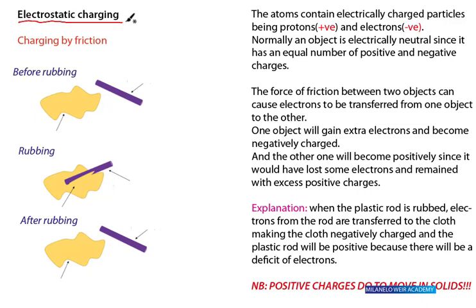Electrostatic charging. We are charging by friction, rubbing the balloon, that's rubbing. So before we show the charge difference, both of them are neutral. Both of them are neutral. Then we are rubbing here. We are rubbing. Then after rubbing, what is going to happen after rubbing?